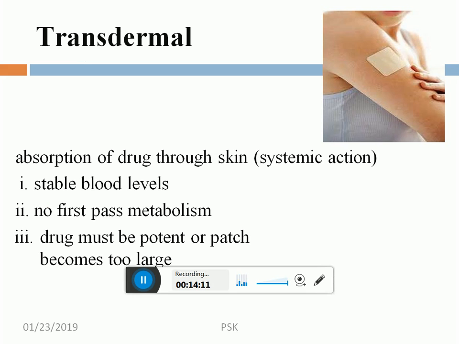So the next one is the transdermal: absorption of the drug through the skin, and then it enters into systemic action. So there is a stable blood level and no first pass metabolism. The drug must be potent, otherwise the patch becomes too large.